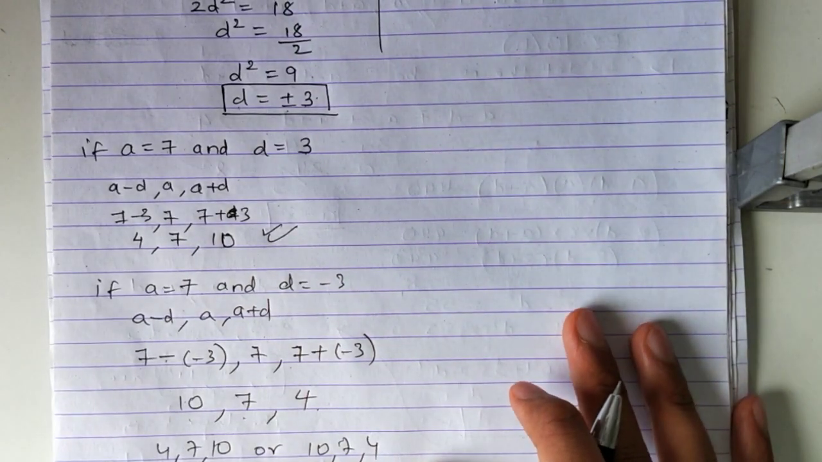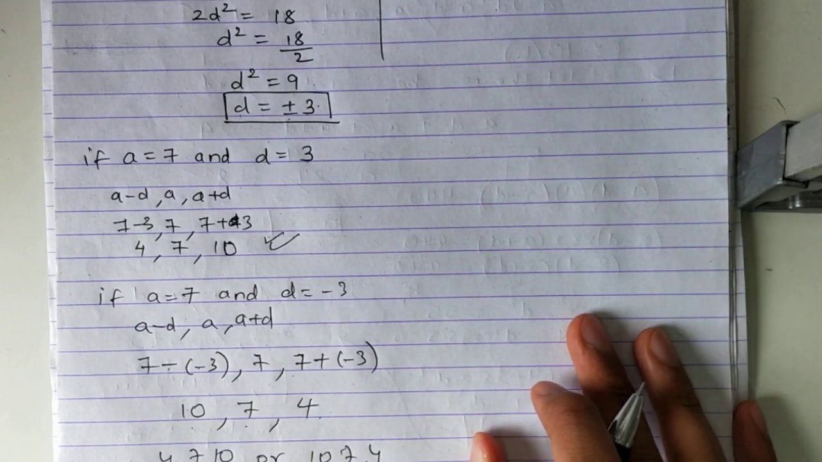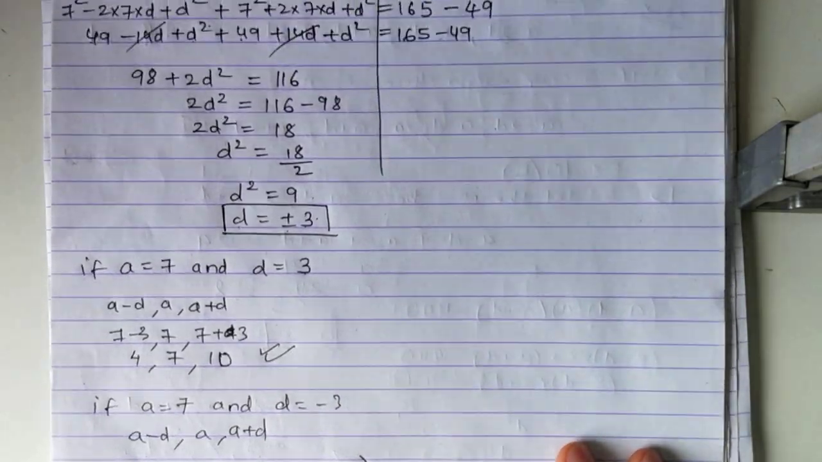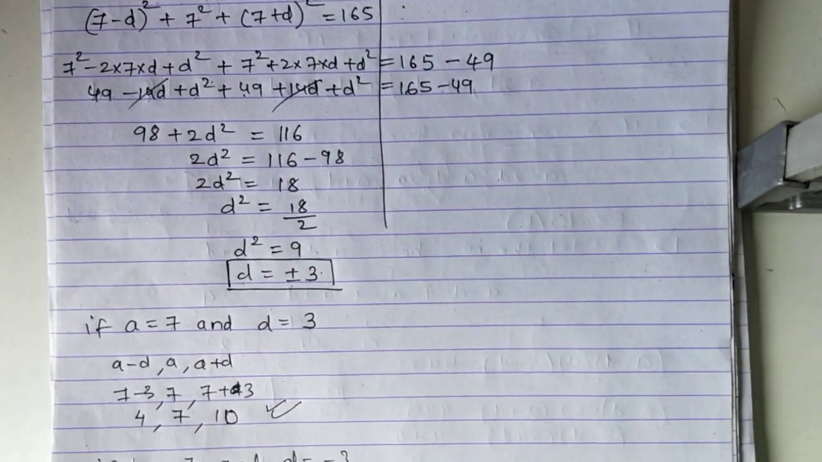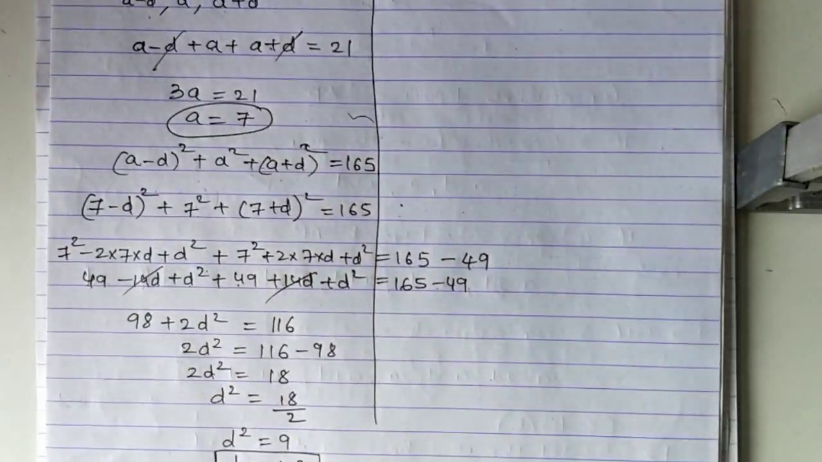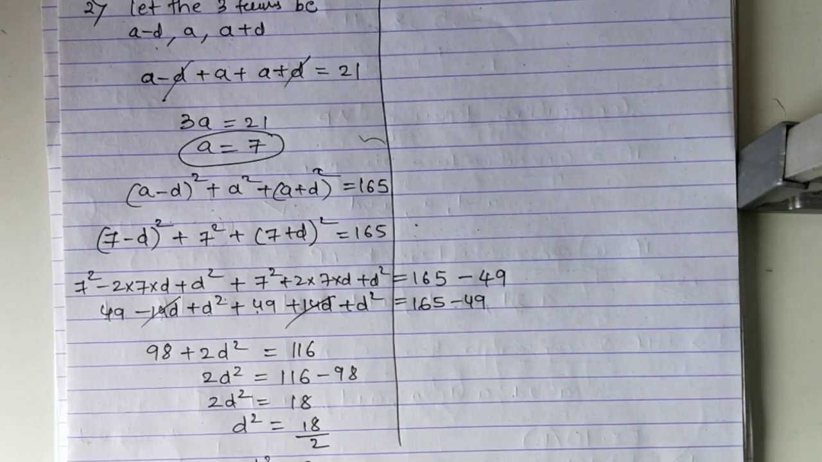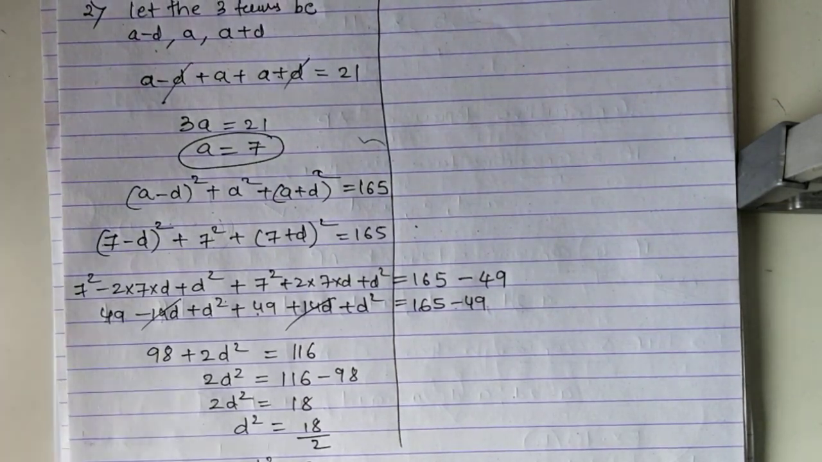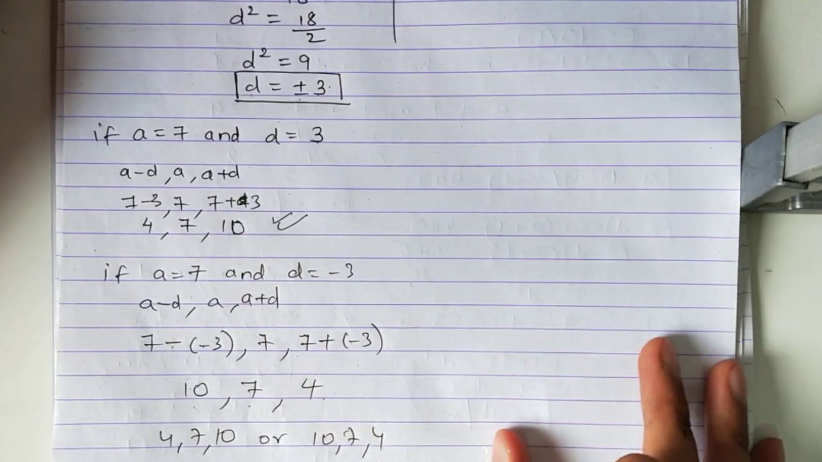Okay, I hope you have understood. In all the sums we have to first find a and d, and then we have to find the terms, 3 terms, 4 terms, 5 terms. Copy the sum. Copy this part, then copy this part.